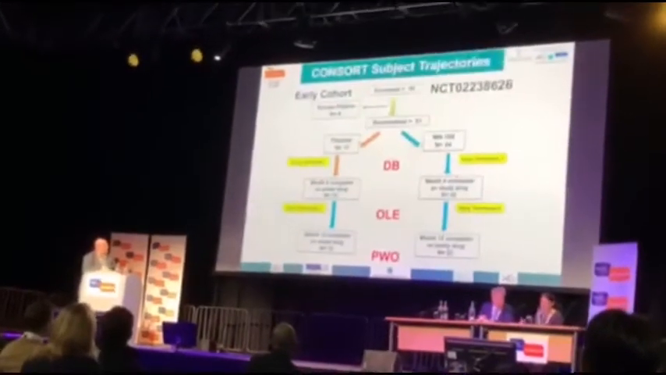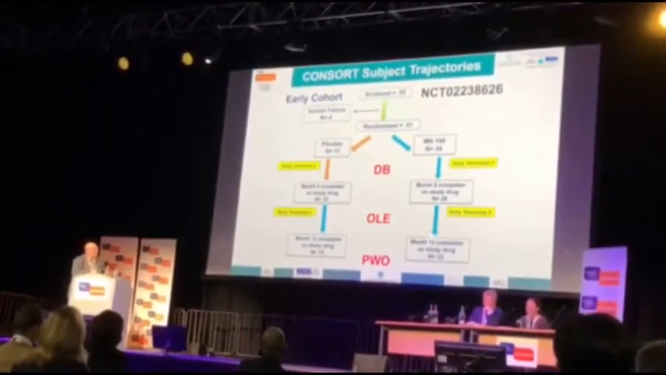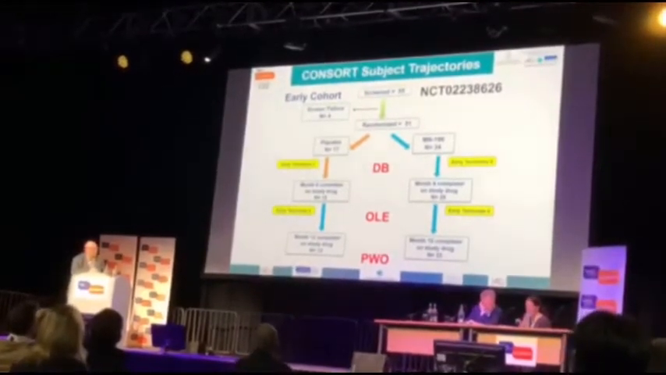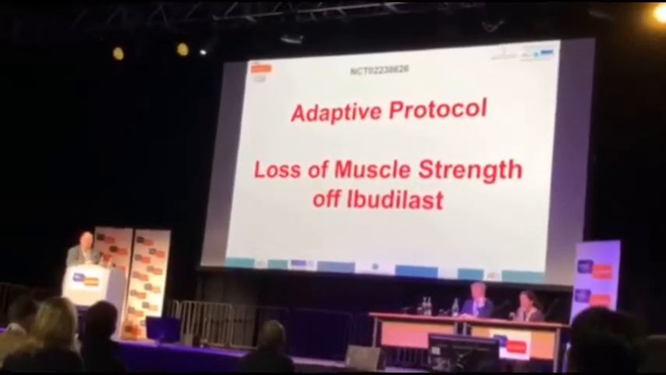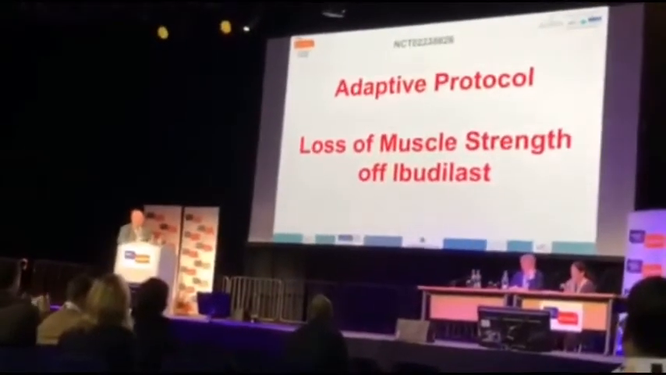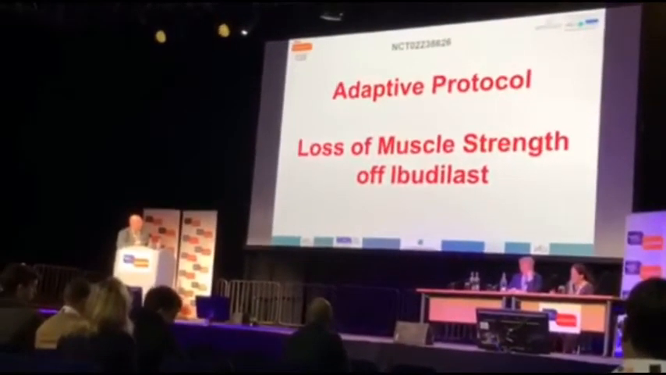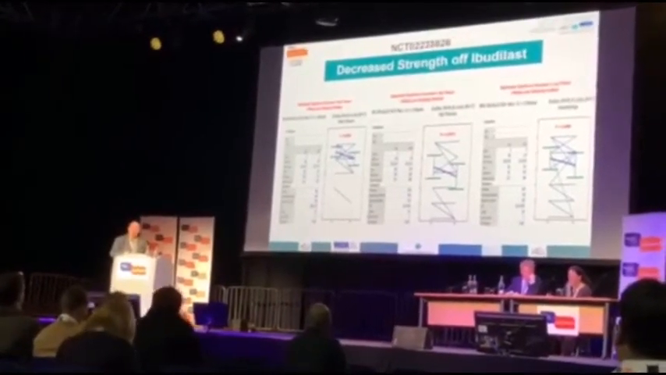The consort diagram shows that more than 70% of the patients completed the study and were available for, and all patients were available for analysis in what I'm presenting. What surprised us was that when we were in the open label phase, the washout phase, many patients had a decrease in what we call the sentinel muscles in ALS.